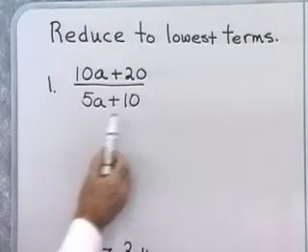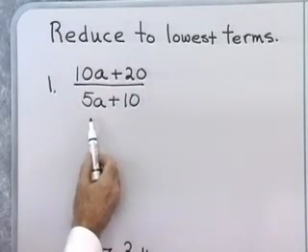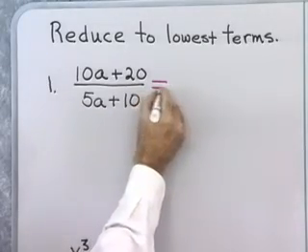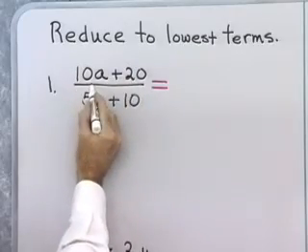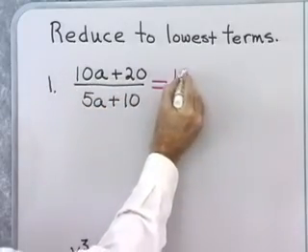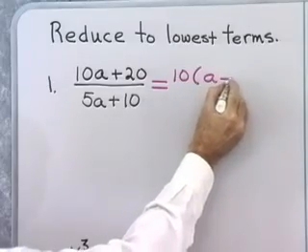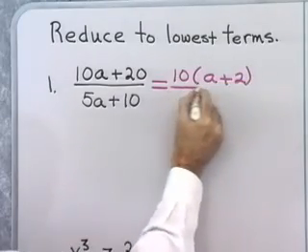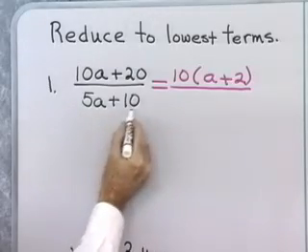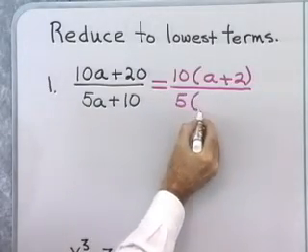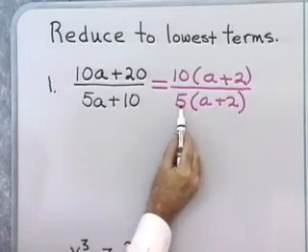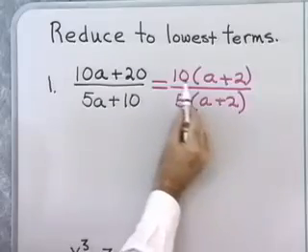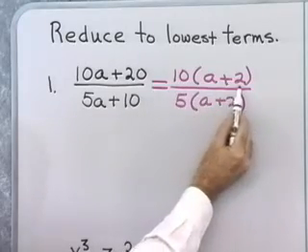I want to reduce to lowest terms, and I have this rational expression right here. I reduce this to lowest terms in the same way I would reduce a fraction to lowest terms, and that is by first factoring the numerator and denominator completely. This numerator has a 10 common to each term, so I'll factor it out and write down what's left, a plus 2. The denominator has a 5 common to each term. I'll factor it out and write down what's left, a plus 2. So my factors in the denominator are 5 and a plus 2. In the numerator, I have a factor of 10 and a plus 2.